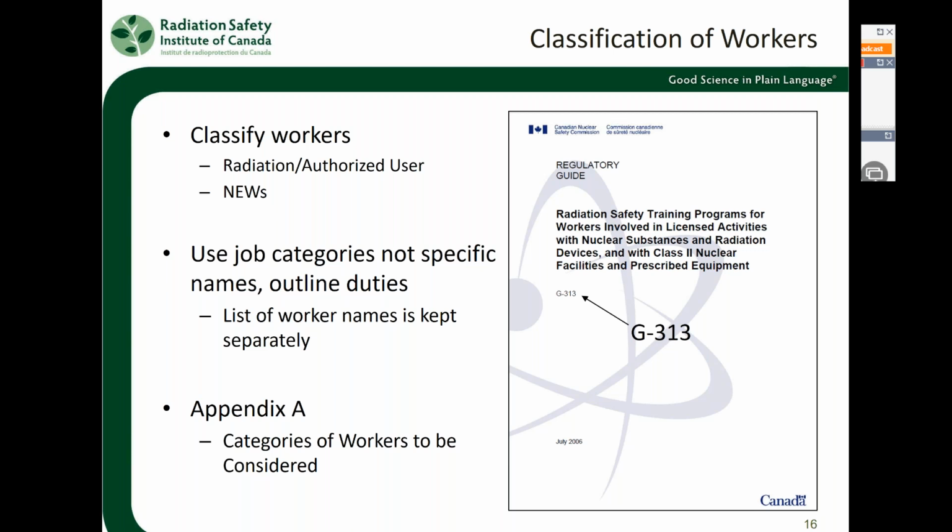Remember to include the Radiation Safety Officer and any alternate radiation safety officers within the list of workers that use radiation sources. But you're also going to need to add in any authorized users and what job categories and departments they belong to. Are the users classified as nuclear energy workers? If so, why? If not, why not? The actual names of the workers will be kept on a separate record, so it will not be part of the Radiation Safety Manual.